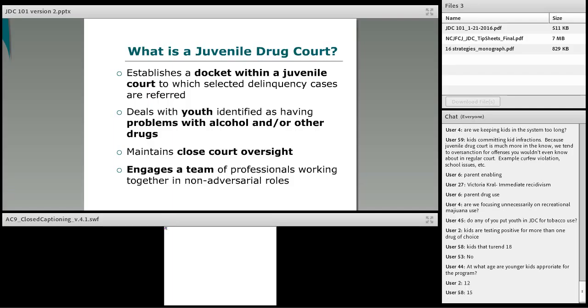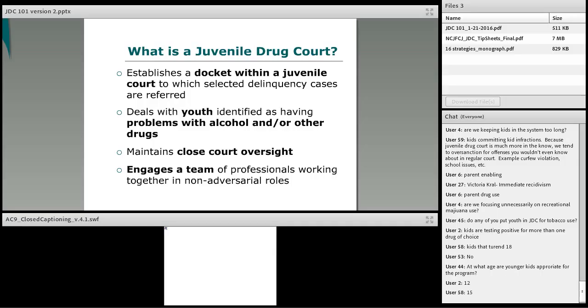And then the other thing that's kind of a secret sauce for all problem-solving courts is this team approach. And certainly within the juvenile court, folks have been more willing to talk across disciplines than they have been in the adult, more adversarial court. But it still is hard for folks to reconcile the team approach and how to work together.